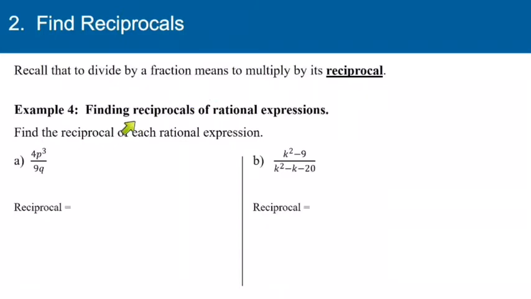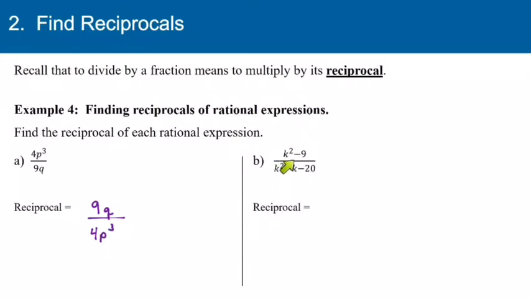So here in example 4, we're not doing any dividing yet, but we're just practicing finding the reciprocal of each of these expressions. So here we have 4p to the third over 9q, and the reciprocal of this just means that the bottom becomes the top and the top becomes the bottom. So the reciprocal is going to be 9q in the top over 4p to the third in the bottom.